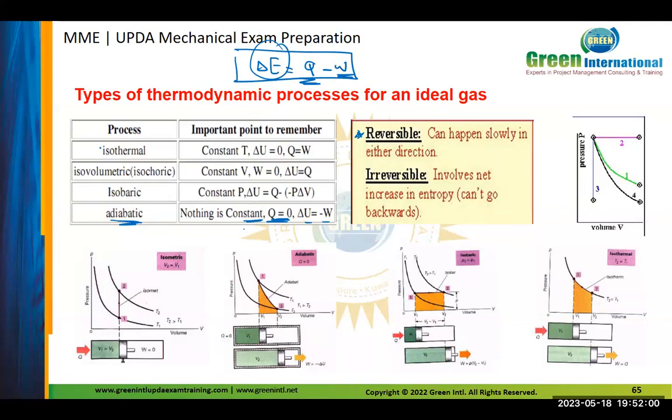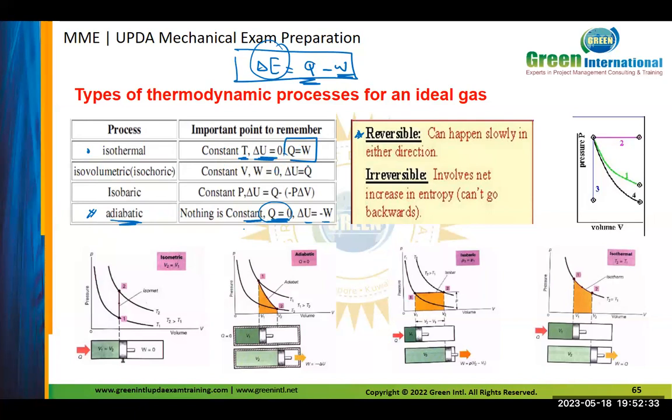One of these processes is isothermal. Don't get confused between adiabatic and isothermal. Adiabatic is no heat transfer, but isothermal is constant temperature. This is different. If you apply the first law with constant temperature, delta U is equal to zero, because with constant temperature the internal energy change is directly zero. So in this case, Q is equal to work.